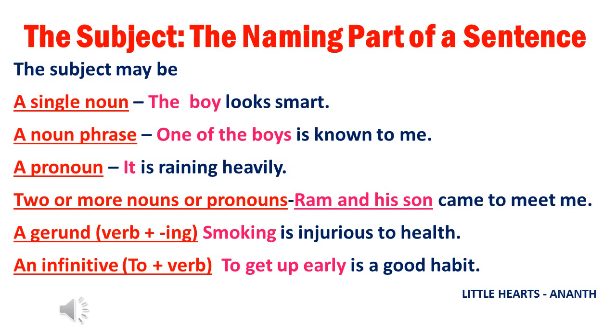Ram and his son came to meet me. Here, the subject is Ram and his son. These two are nouns. Smoking is injurious to health. Here, smoking is the subject. It is a gerund. To get up early is a good habit. To get up early is a to infinitive.